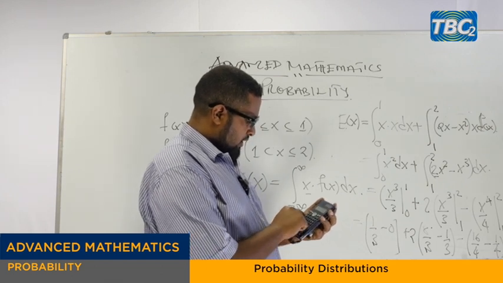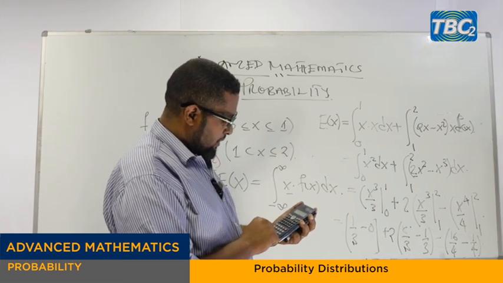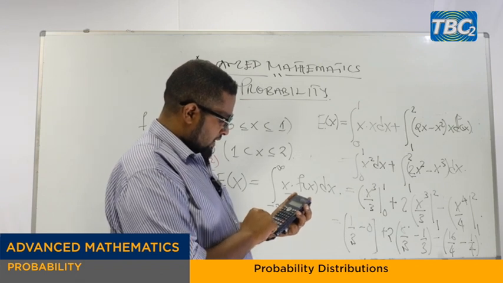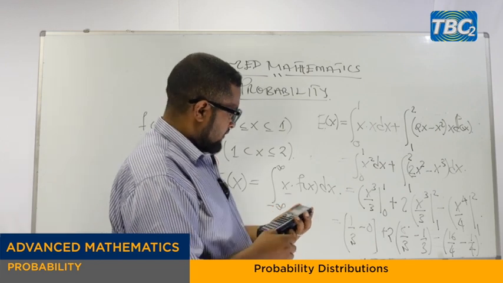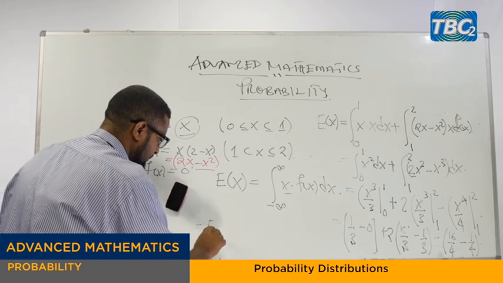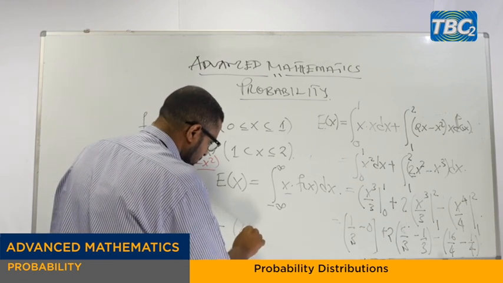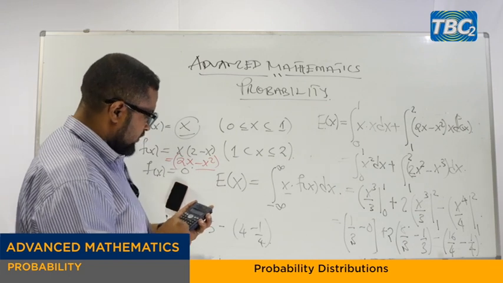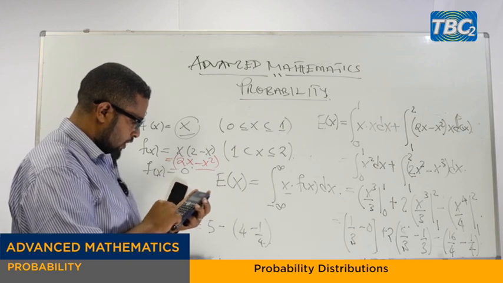So 1 over 3 plus 2 times the bracket of 8 over 3 minus 1 over 3, we get 5. Now 5 minus 4 minus 1 over 4. Then again, continue using your calculator. 4 minus 1 over 4.